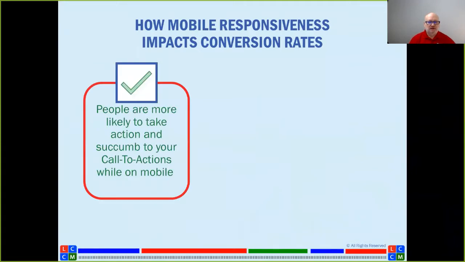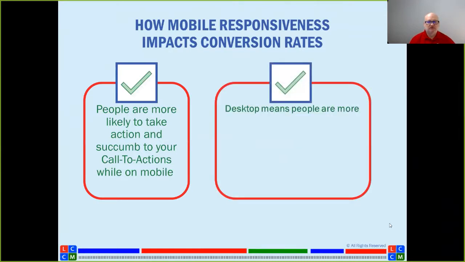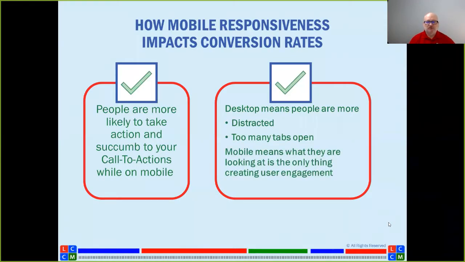People are more likely to take action and succumb to your calls to action while on mobile. So that's when you're going to get the best results there. Desktop means people are more distracted. They have too many tabs open. And mobile means that they're just focusing on one thing, which is great user engagement on that one item.